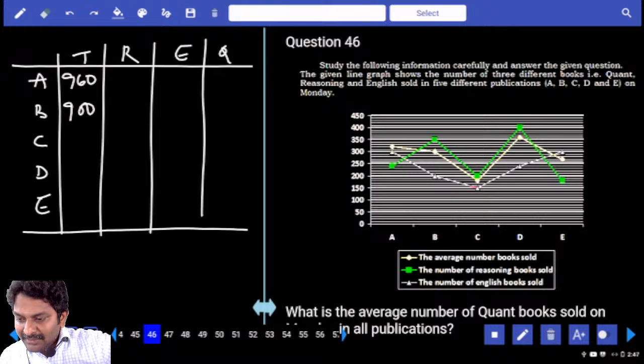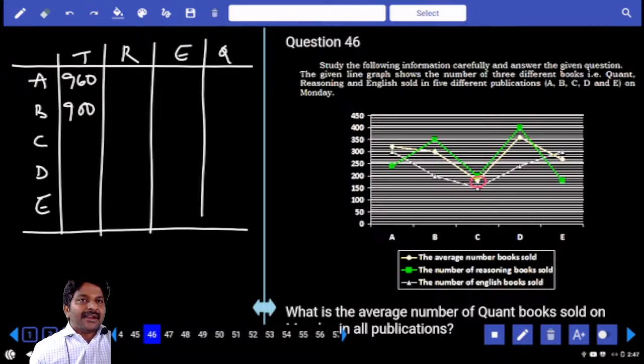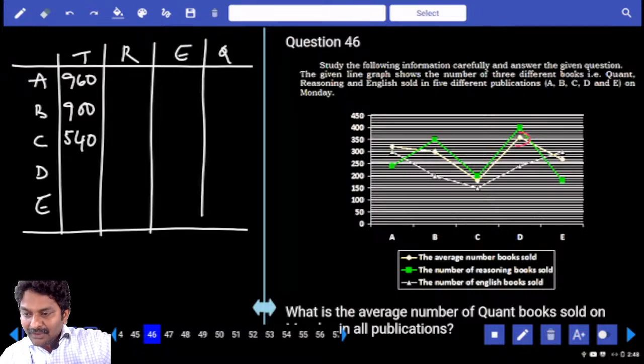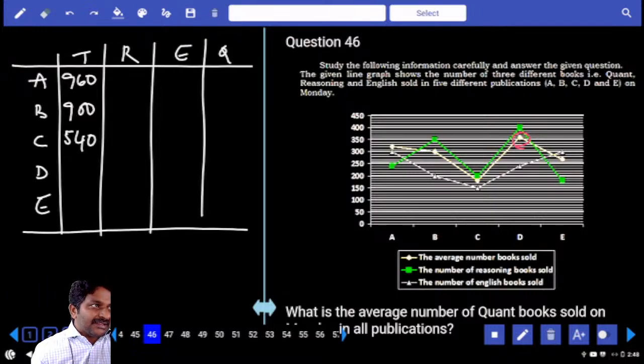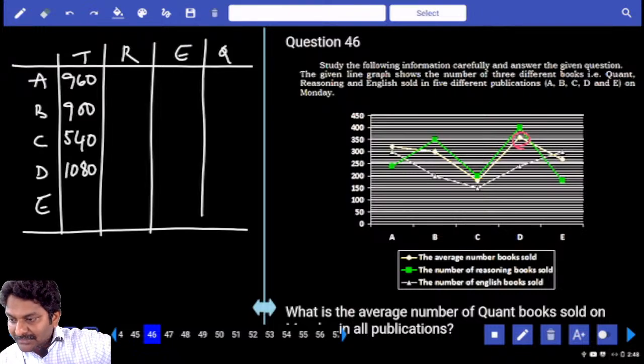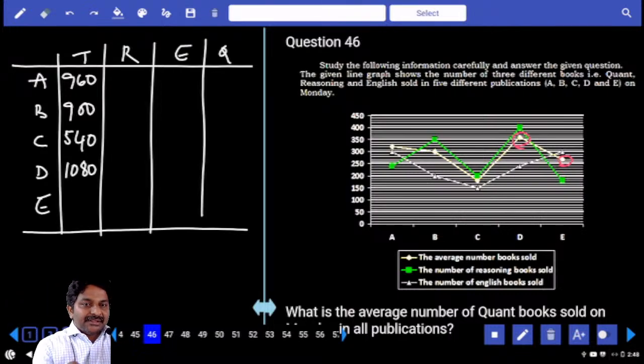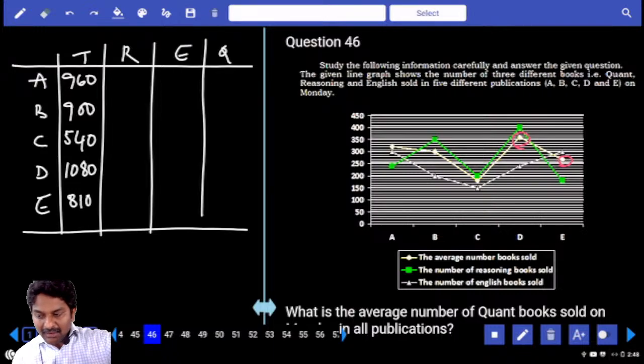Next, follow the line. Here it is. 2 lines below 200, 180, 3 times, 540. Next, 1 line above 350, that is 360, 3 times of it, 1080. Next, 2 lines above 250, which is 270, 3 times of it, 810. Now let's start with reasoning, green color.